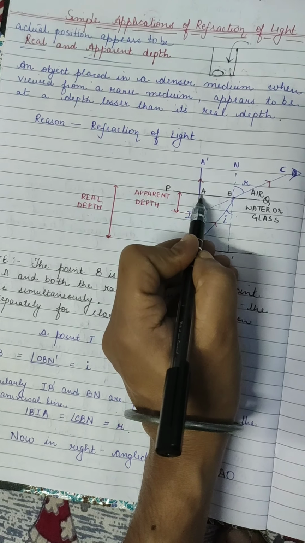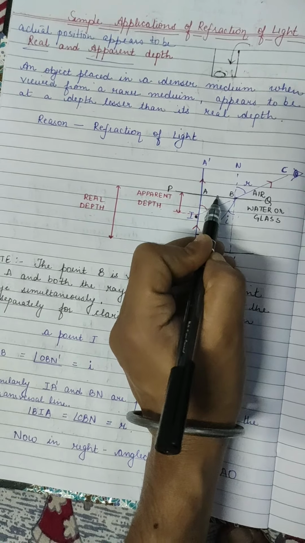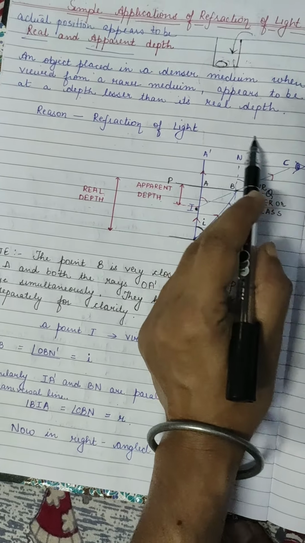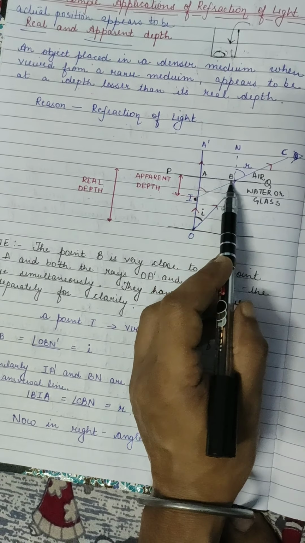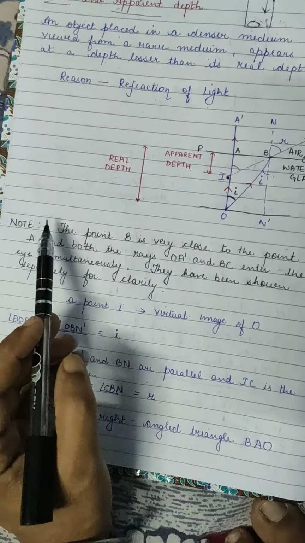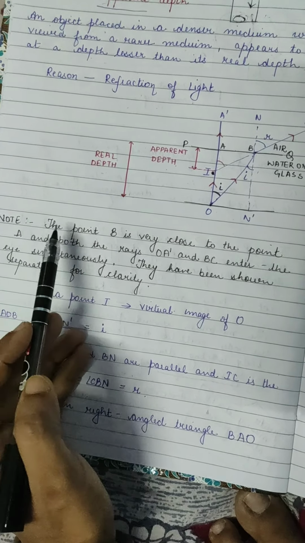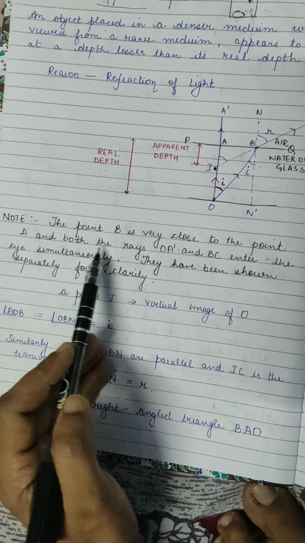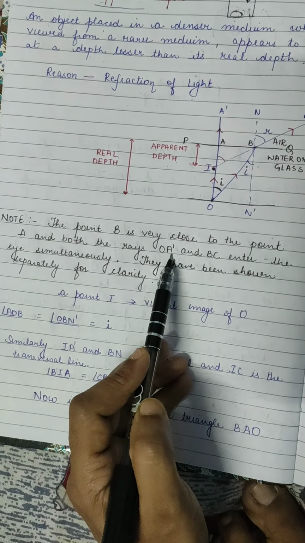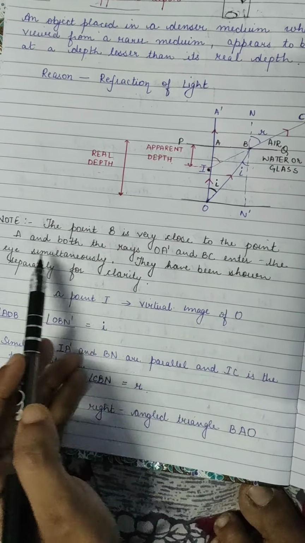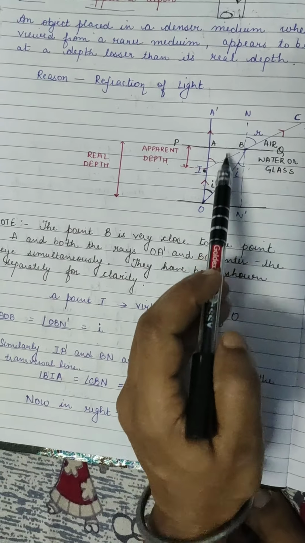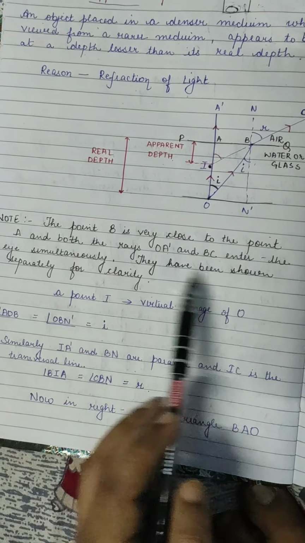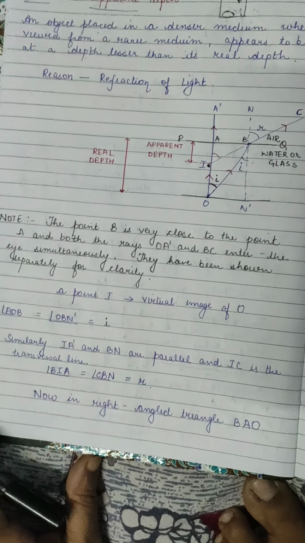As close as you are to this point, you will see this refraction part. Just for clarity, we have taken these 2 points at a distance. That's what they are saying in the note part. The point B is very close to the point A, and both the rays OA dash and BC enter the eye simultaneously. This line and this line enter the eye simultaneously. They have been shown separately for clarity.